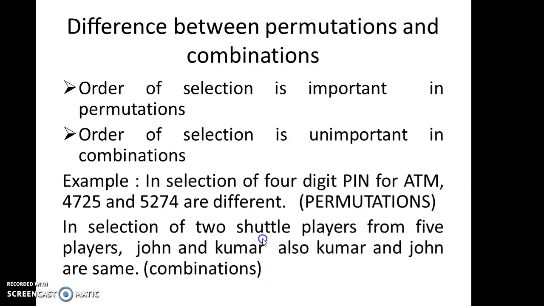But in selection of 2 shuttle players from 5 players, we are going to select 2 out of 5. John and Kumar, also Kumar and John are the same because the sequence doesn't play any importance here. A team consisting of John and Kumar, or Kumar and John, is the same. So this is coming under combinations. By understanding these 2 examples, you can understand the difference between permutations and combinations.